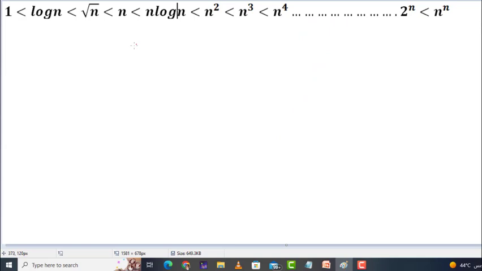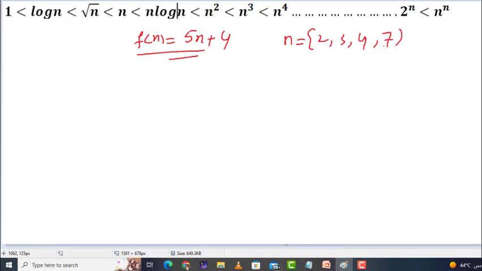So now let's have an example of lower bound. Again, I have f of n. f of n is equal to 5n plus 4. This is our function, and n values are 2, 3, 4 and 7, let's suppose. It should be in the descending order. We have to find the lower bound of this function.